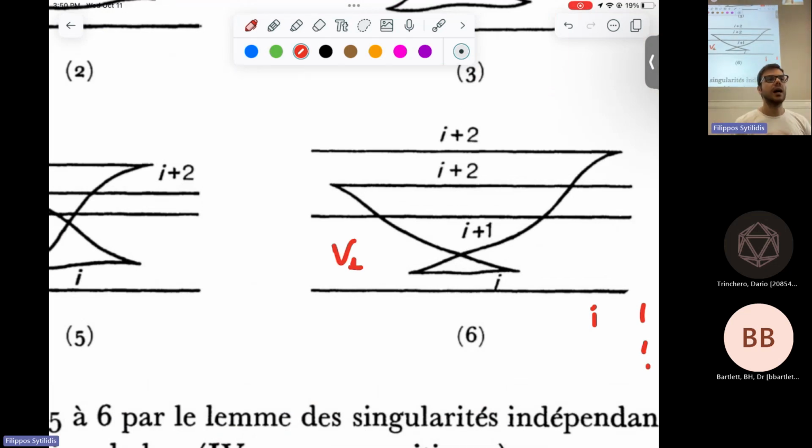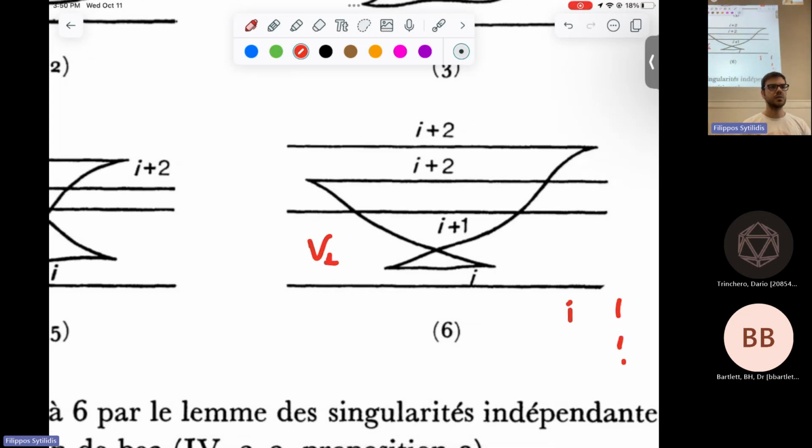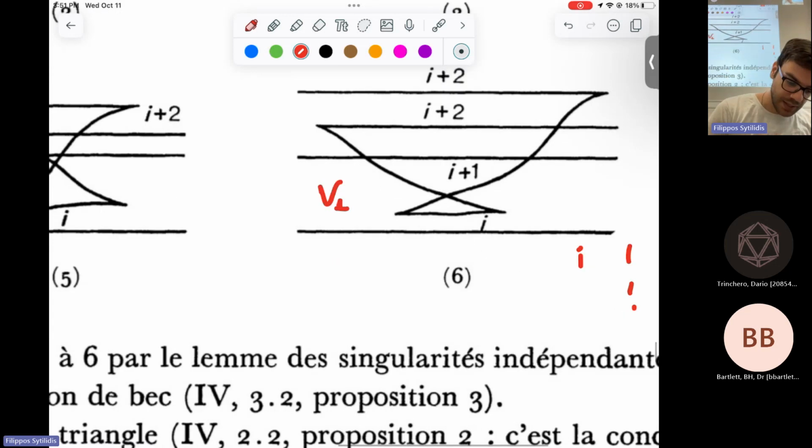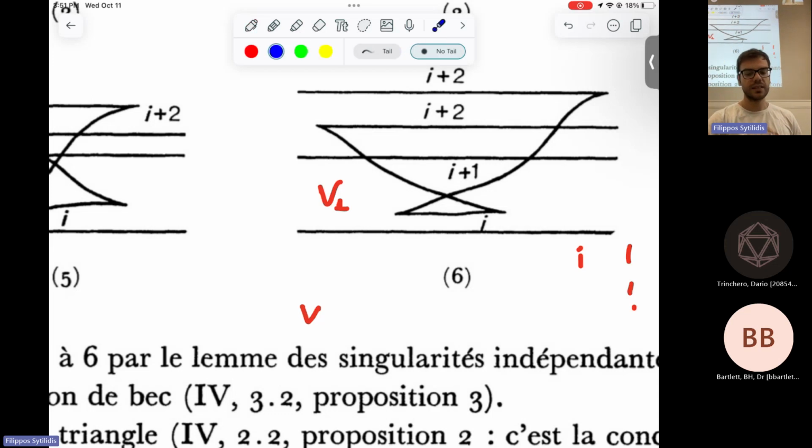This is my V1. I need to argue that this V1 is simply connected. That's what I need to show in order to be able to cancel the swallowtails. If you are in high dimensions, what I know is that the level set that I start with, my V, is simply connected. That's what I know. That doesn't tell me immediately that the level set that I care about is simply connected.